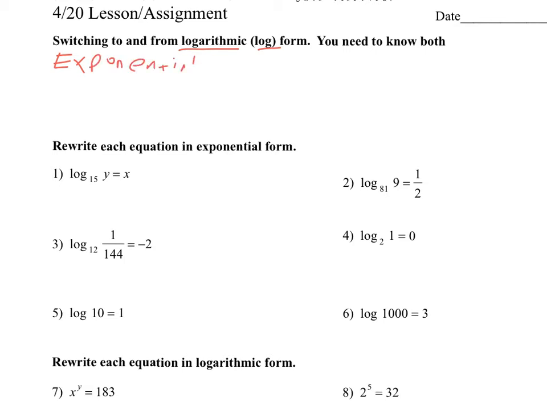and logarithmic, which I'm just going to call log form. Okay, so let's build the exponential one first. And so the exponential one, I'm going to color code this. And so I'm going to call this b to the power of x. And then there's always going to be an equal sign. And I'm going to let that equal y.